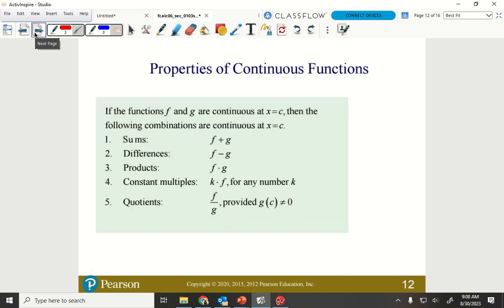Now we're going to have a couple more properties. Okay, if the functions f and g are continuous at x equals c, then the following combinations are continuous at x equals c. Anything you do with these things, if it's continuous, it's still going to be continuous. You're not going to change it.